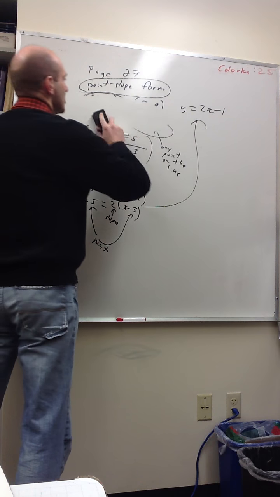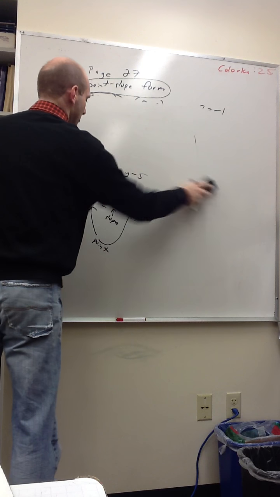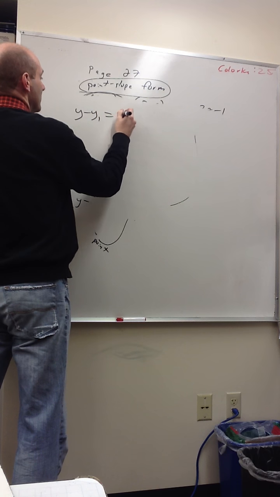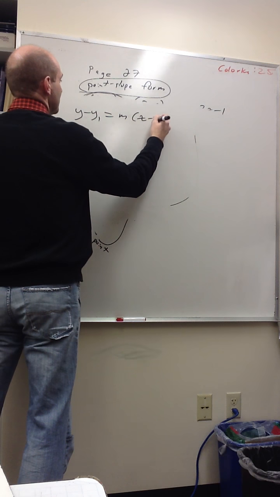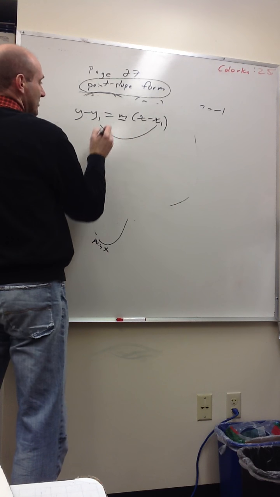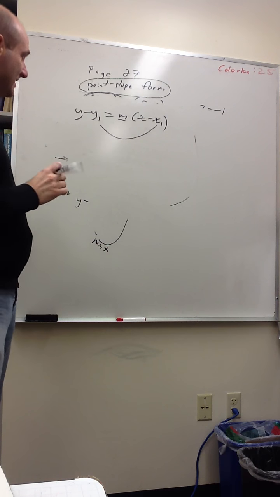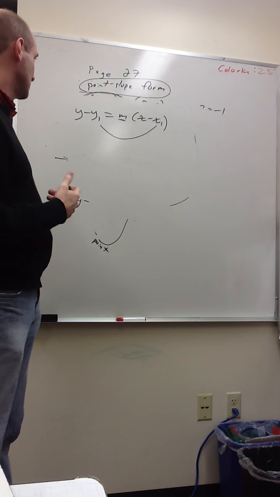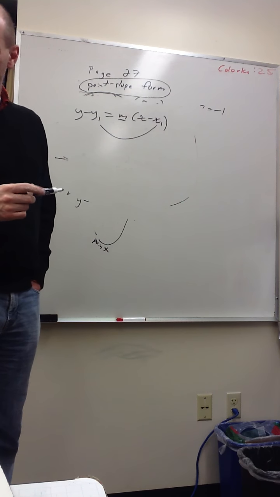So when you see it in general, the point-slope form says y minus y1 equals m times x minus x1, where m is the slope and (x1, y1) is any point on that line. And this form becomes really useful, especially once we get to calculus. So the sooner you learn it now, the better off you shall be.